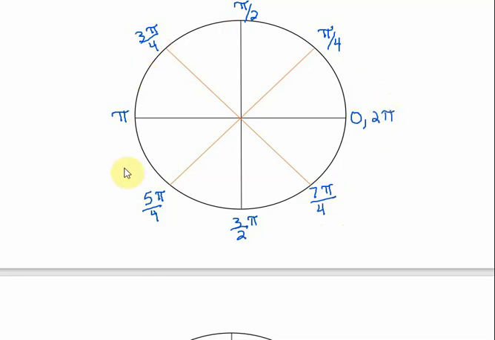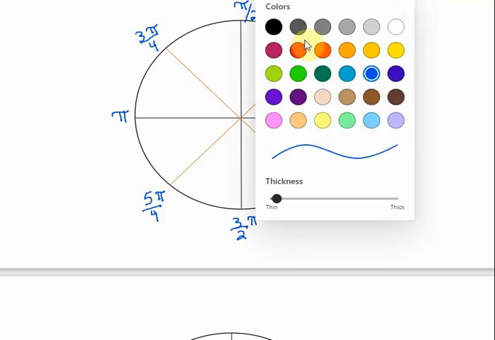So these measures are all just breaking up our unit circle into fourths: 1 pi over 4, 2 pi over 4, 3 pi over 4, 4 pi over 4, 5 pi over 4, 6 pi over 4, 7 pi over 4, and 8 pi over 4. Let me go ahead and write the degree measures so you can see how they're related.